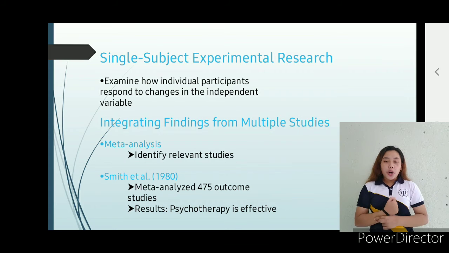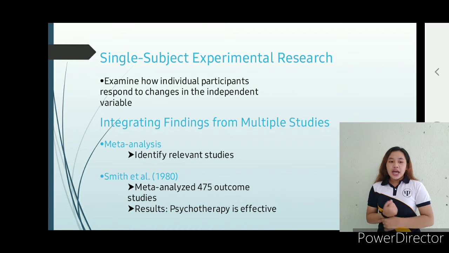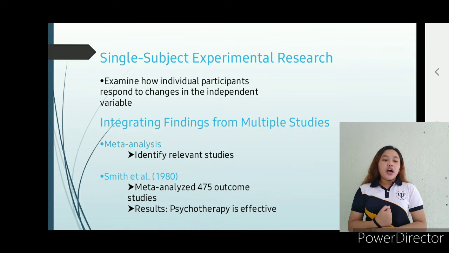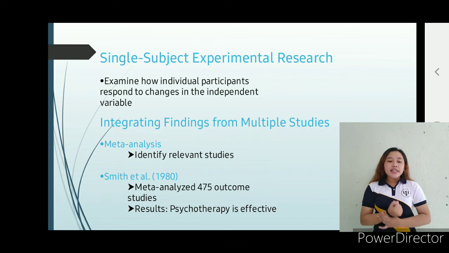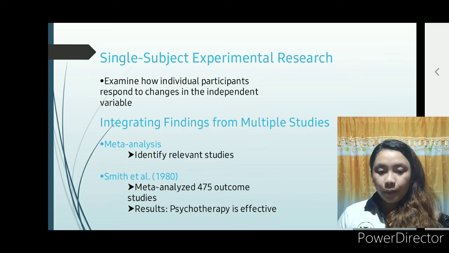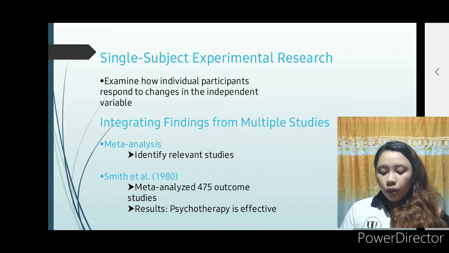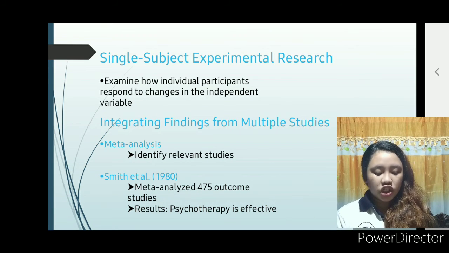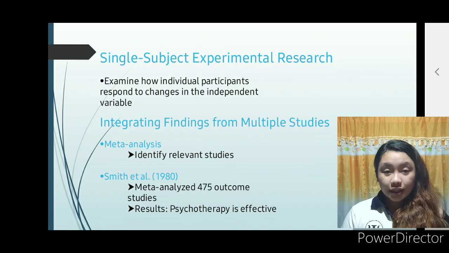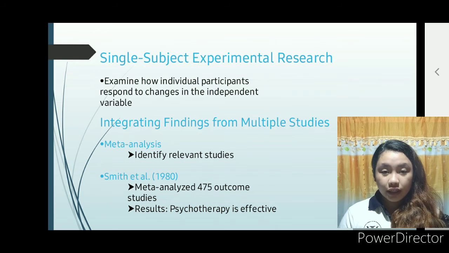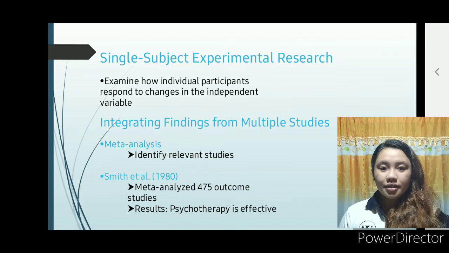of treatments or interventions. Lastly, Smith et al. 1980 meta-analyzed 475 outcome studies, and the result was that psychotherapy is effective. The National Comorbidity Survey Replication is a large-scale national survey that used structured interviews to collect information on the prevalence of several diagnoses.